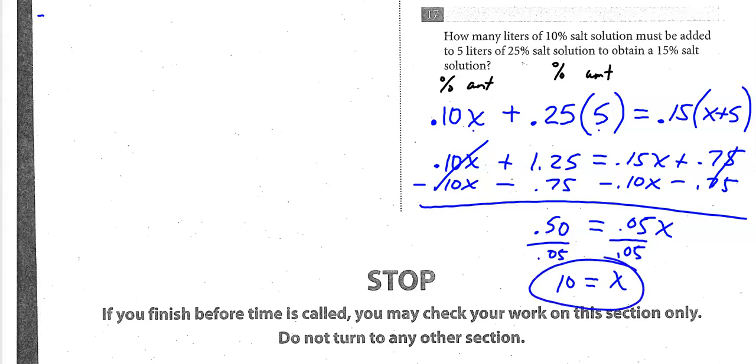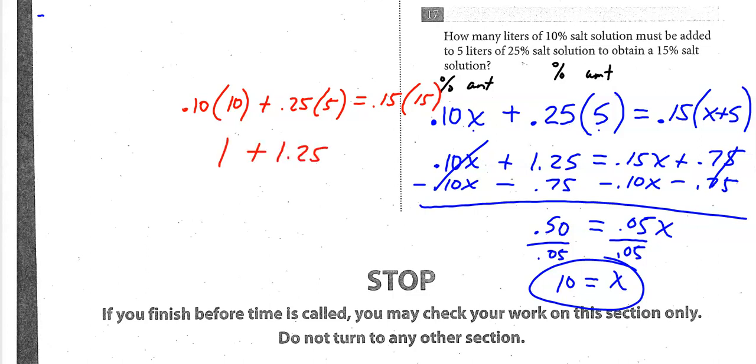All right, so 10 liters. And then I can plug that back in and just make sure that it makes sense. 0.10 times 10 liters plus 0.25 times 5 liters would be 0.15 times 10 plus 5, or 15. And that's 1 plus 1.25. And 0.15 times 15 is 2.25. So it looks like it checks out. Life is good.